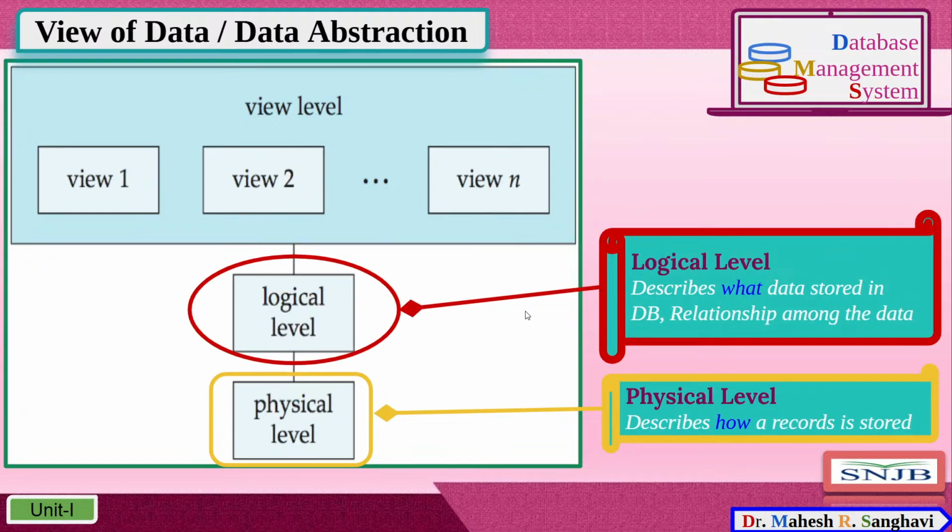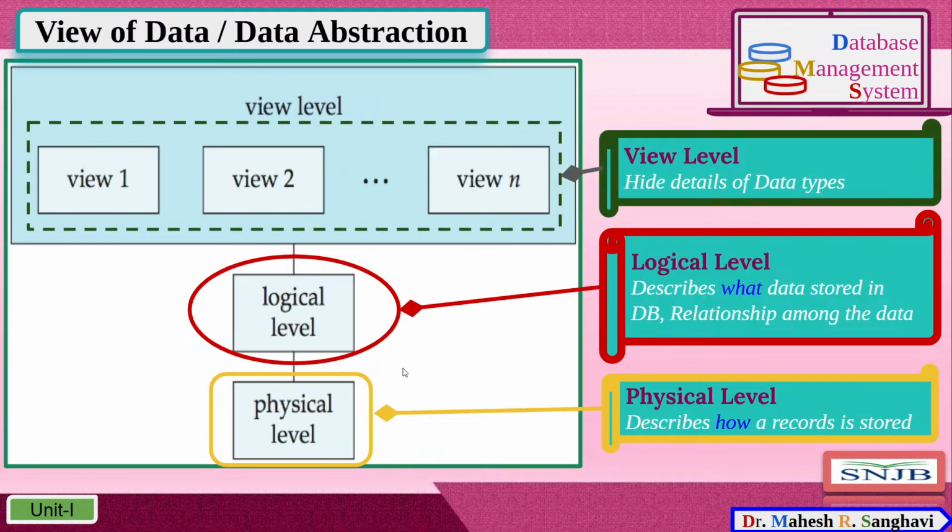The second type, logical level. This shows what data is stored and the relationships between them. For example, suppose we have tables student, course, and marks, then we see how they are connected. That's the job of the logical level. The third level is the view level, which hides the details of data types as well as other implementation details. Example: a student only sees their marks on the portal. Each level hides the complexity of the level below it.